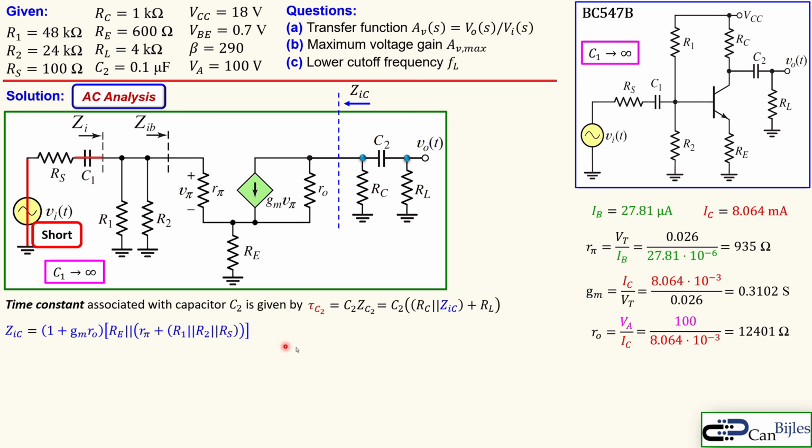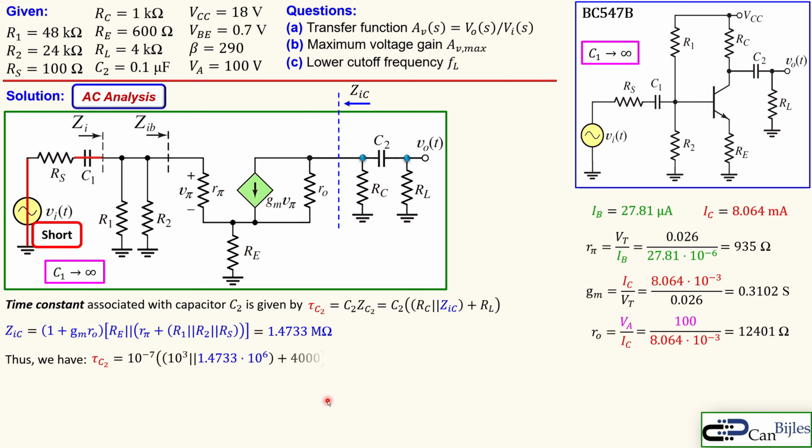And this was the formula we already have discussed, and now we can substitute the values because we know the gm now, we know the r_o now, we also know the r_pi now. So these three are known. Now let's substitute that and also the values we have from our R1, R2 and RS, and that will result in 1.47 mega ohms approximately. So it is much larger than RC, so we can almost approximate that actually by this simple formula, RC plus RL times the C2 for our time constant.